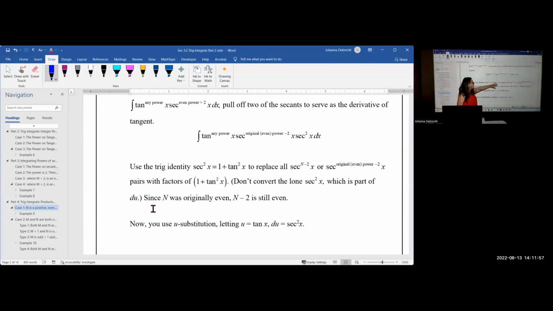So tangent squared plus 1 replaces these guys in the middle, each pair of them. Don't convert this last one, because then you lose your du. All right? Then you use u substitution, letting u be tangent of x and du being secant squared of x.